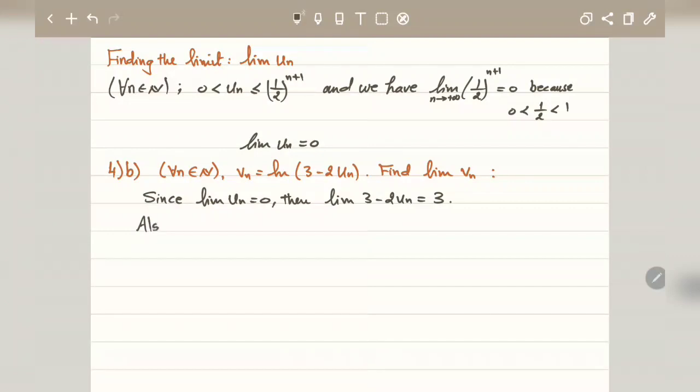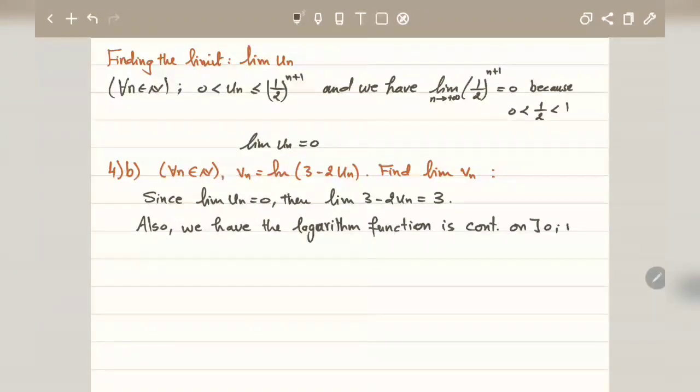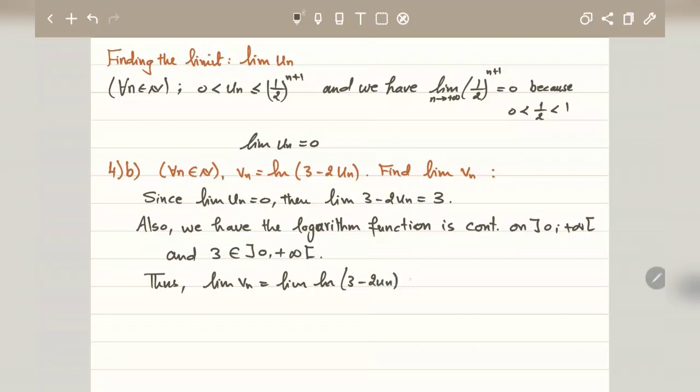Also, we have the logarithm function is continuous on 0 plus infinity, and here we have 3 belongs to this interval, which means that this function is continuous at 3. Therefore, the limit of Vn equals ln 3.